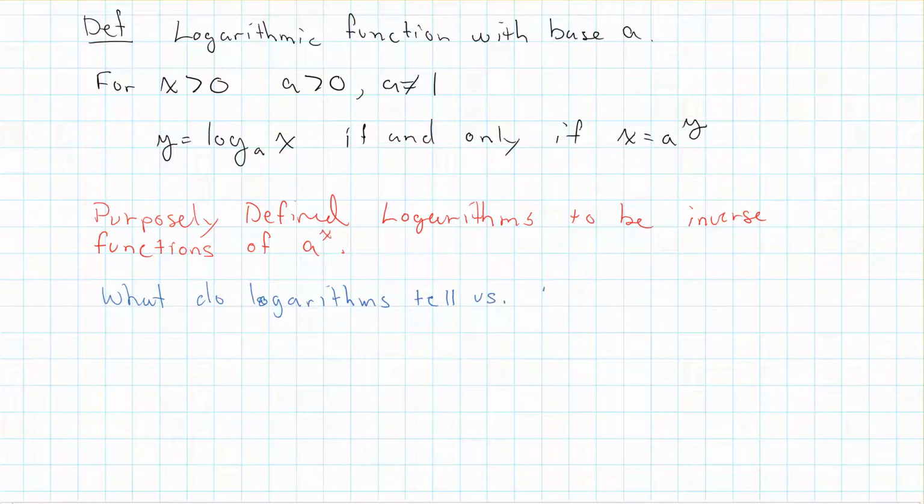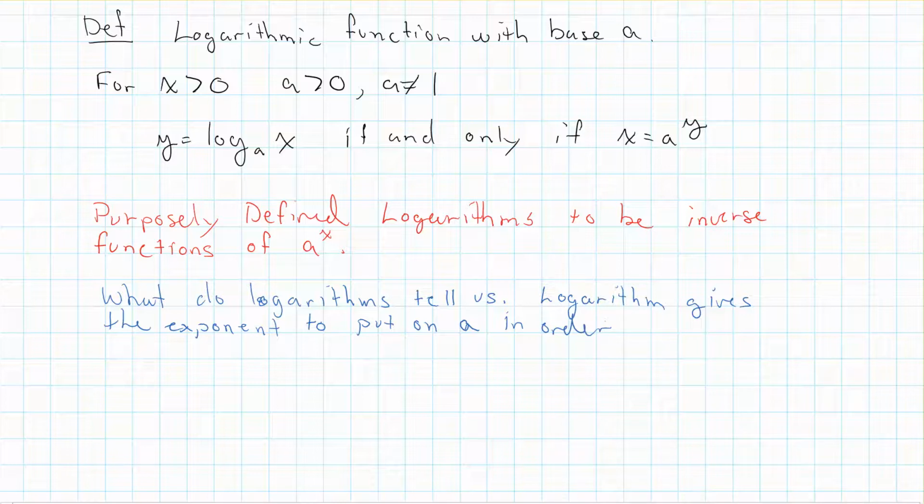Well, the logarithm gives the exponent to put on a in order to get x. In other words, this is really what I want us to remember: logarithms give exponents.